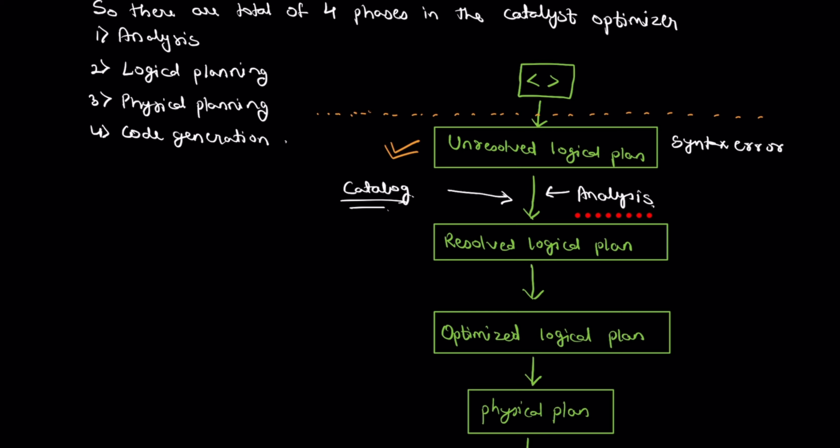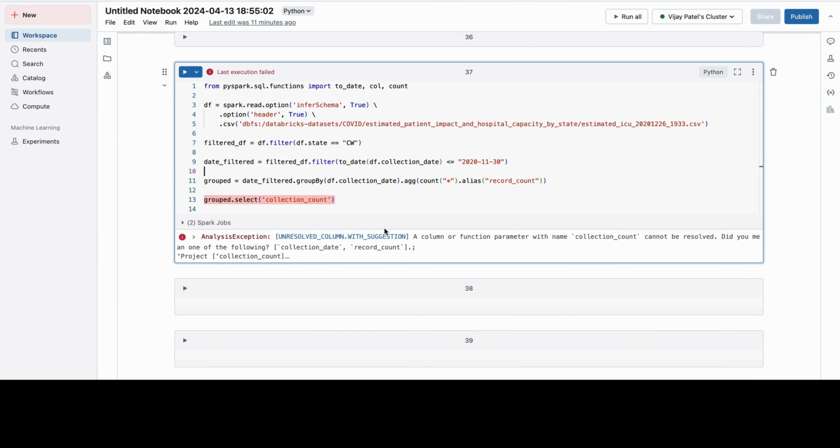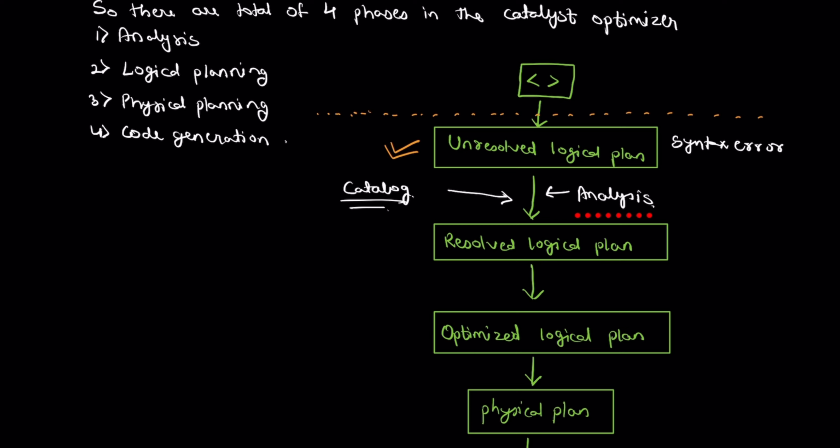Let's take a live example of what analysis exception error looks like. Here's the example of an analysis exception. I'm taking the example of yesterday's dataset, the COVID dataset. So as you can see that I'm trying to select collection count, which is not present in our group data. So it is giving an analysis exception. As you have seen that in our COVID dataset, there was no column called as collection count, and we got the analysis exception. This was possible because of this catalog and due to this stage.